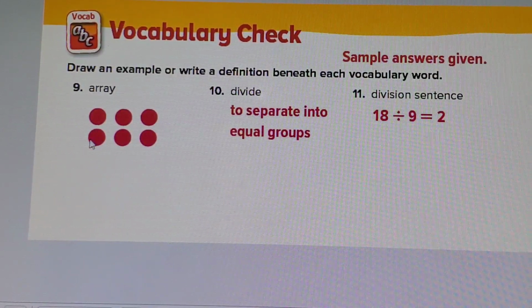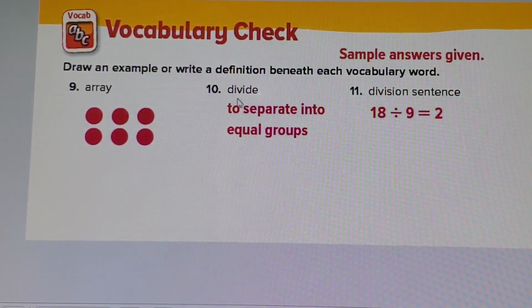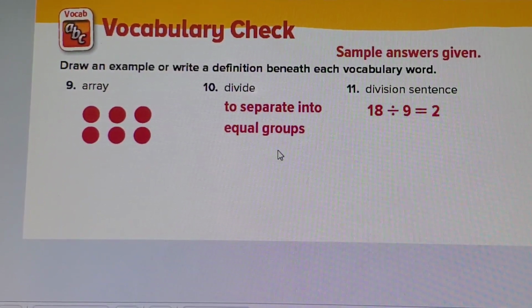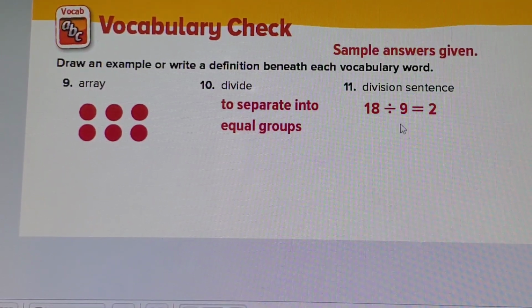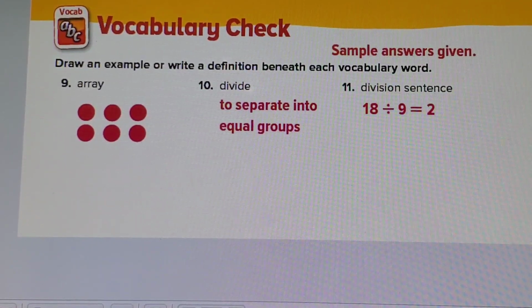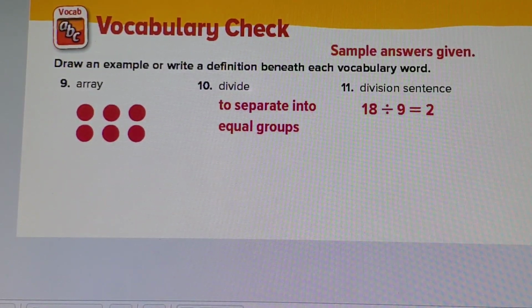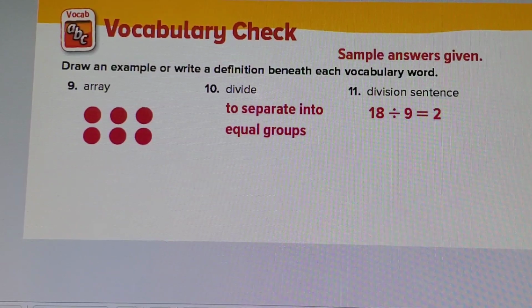Here's your array of 2 groups of 3. Divide means to separate into equal groups, and the division sentence is 18 divided by 9 equals 2. These are by no means the only arrays or division sentences you could use.